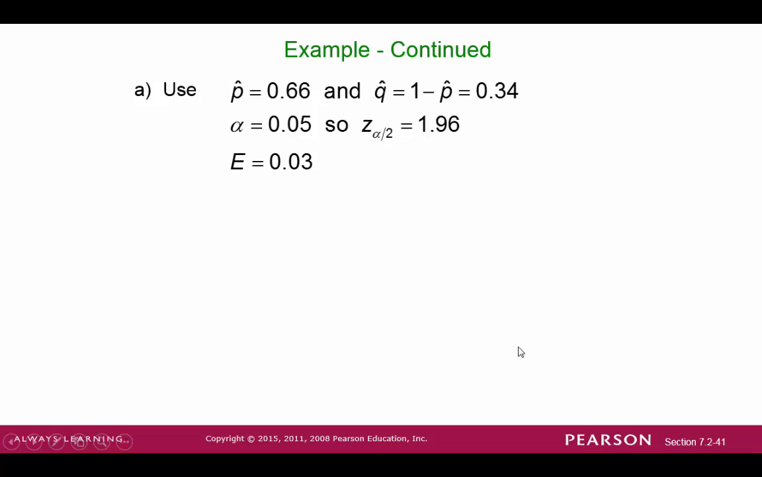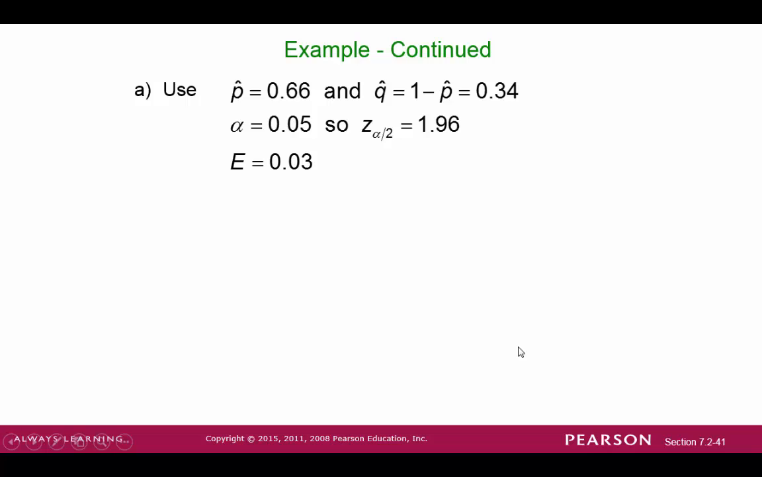For the first one, we're going to assume that 66% is our p hat. And so we find our q hat, and that's going to be 34%. So p hat is 0.66, q hat is 0.34. Our confidence level is 95%, so alpha is 0.05. And when alpha is 0.05, our critical value is 1.96. They also snuck in the information about your margin of error of no more than 3 percentage points.